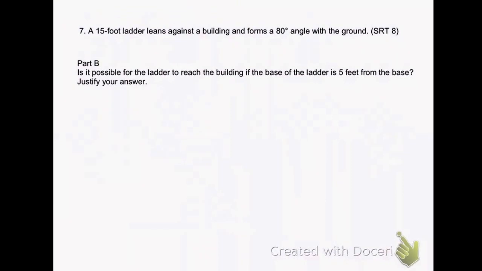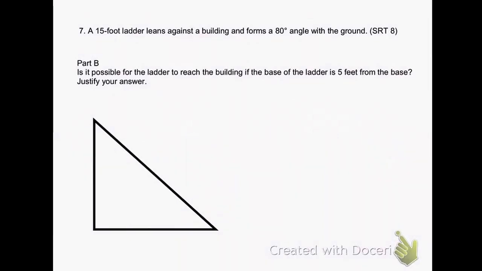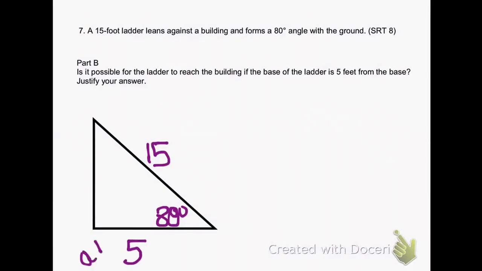On this part, is it possible for the ladder to reach the building if the base of the ladder is 5 feet from the base, and I should have said from the base of the building? So again, we're going to use our 15-foot ladder as leaning, our 80-degree angle on the ground. We want to know if this could be 5 feet. So a few ways you could do it.